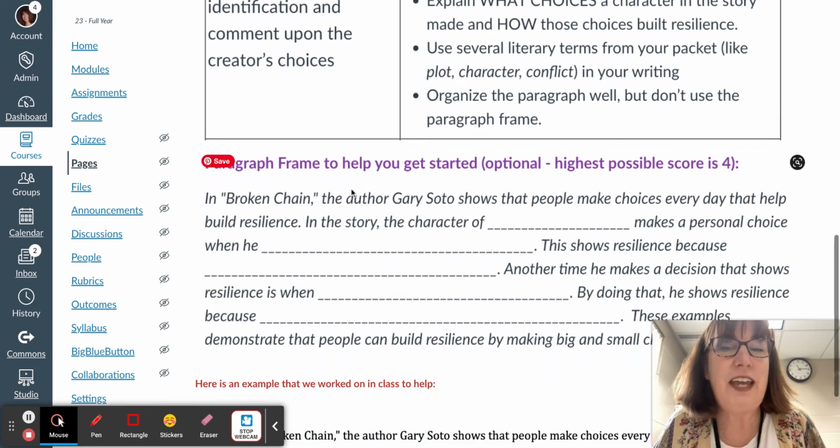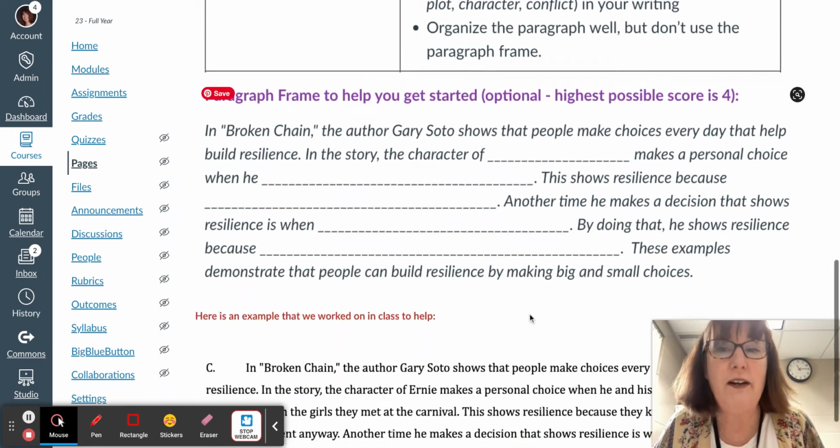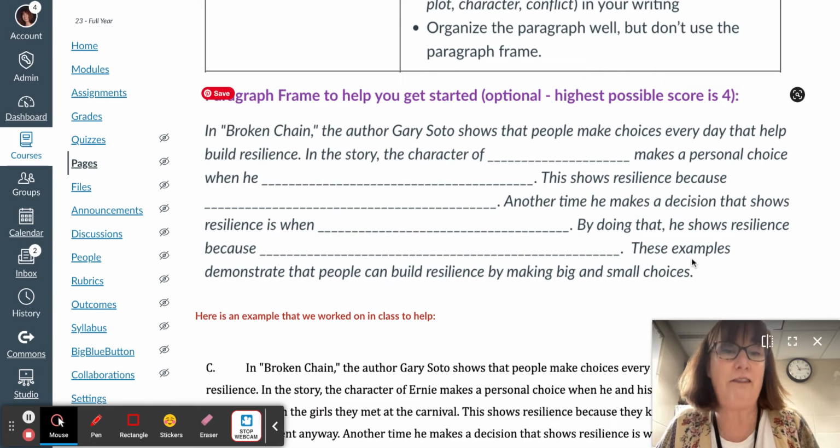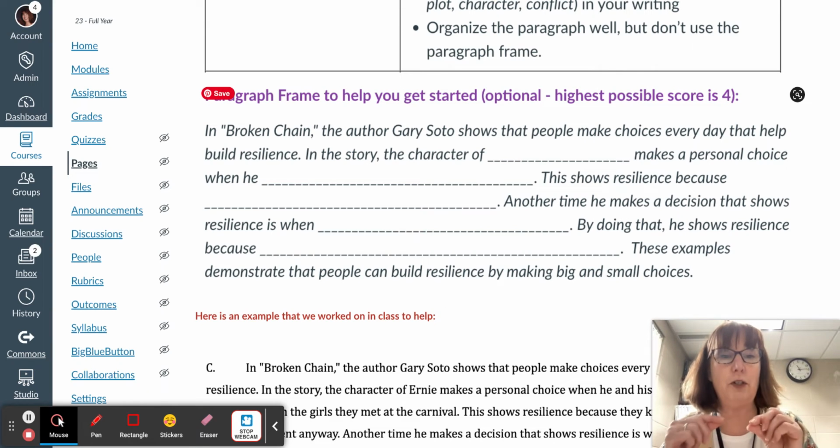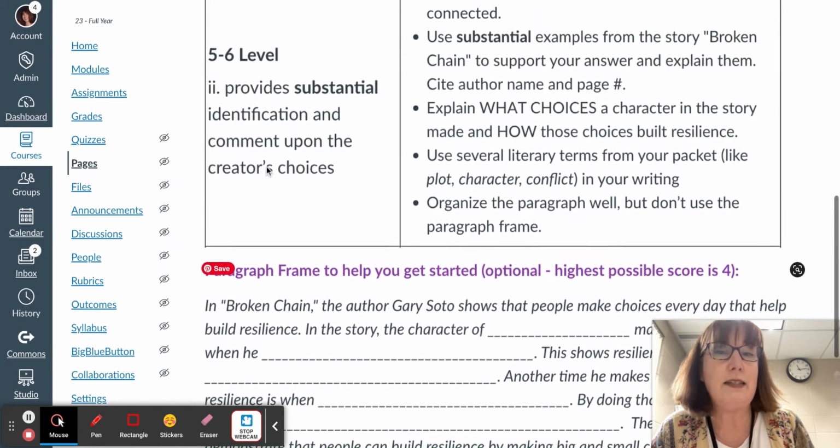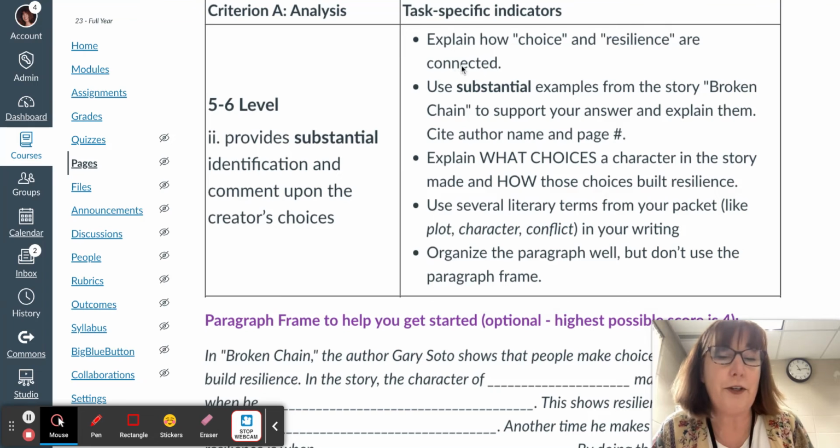And then, to get up to a 4, you can use this paragraph frame. And since you're at a 2 or a 3 now, I suggest that you do. So use this paragraph frame. You can copy it and paste it into your doc, and then you're filling in the blanks. So in Broken Chain, the author Gary Soto shows that people make choices every day that help build resilience. That takes care of that first part for you.